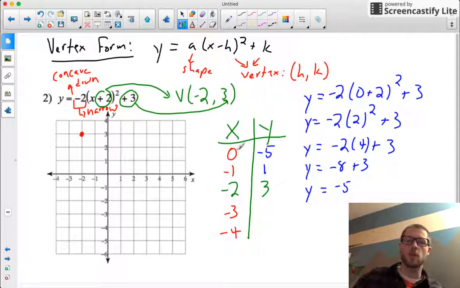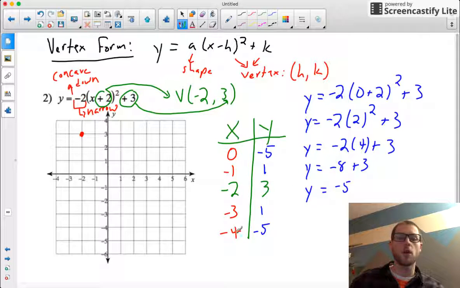And remember, what's nice about this is there's a pattern of reflection here, and it's going to repeat. My y values will repeat on the opposite side of the vertex. So this is going to be a 1, just like this one was a 1. And this one's going to be a -5, just like this one was a -5. If you don't believe me, you're welcome to try plugging these in, and you should find that these values do come out to be the same as these values.